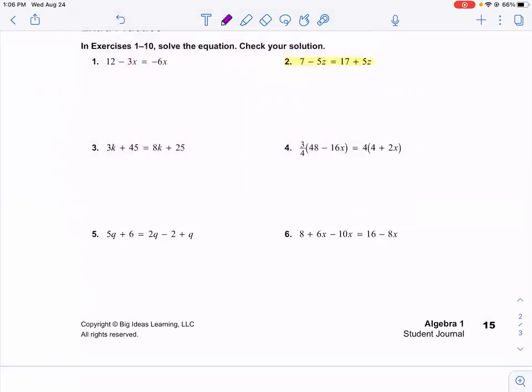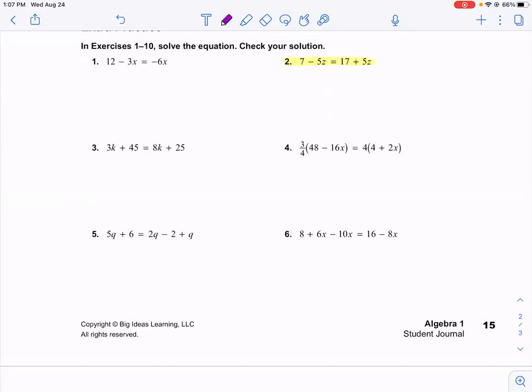All right, eyes back up here. Abby, what should our first step be? We need to find a way to combine the variables. Okay, so we don't have parentheses to distribute, and we don't have like terms to combine. We just need to make sure that our variables get put together.